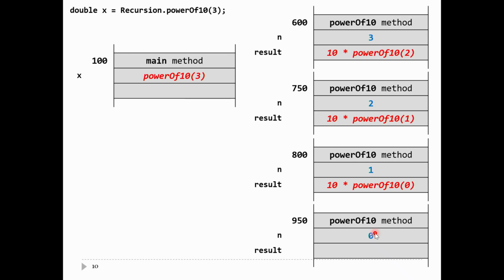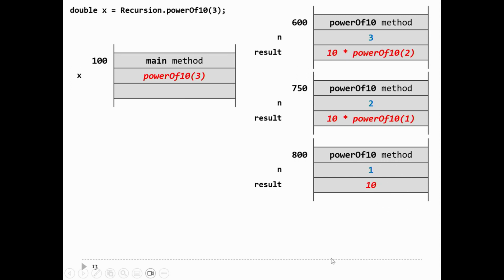Okay, so we've reached the base case here, right? N is 0 is the base case of our method, so result gets the value 1. This version of the method finishes running. It returns the 1 back to its caller, and this can disappear. So 1 returns back to the caller. That version of the method disappears. The result is 10. So this version is now done.